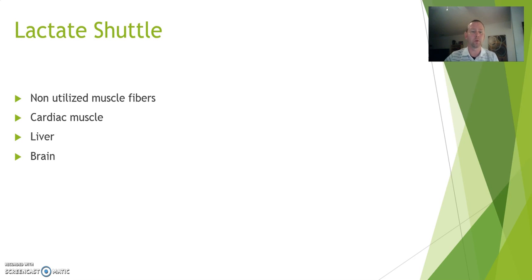All right, so once we are creating lactate in the body due to the lack of oxygen, it starts to build up inside of the muscle fibers. And in order to disperse that and decrease the concentration, we need to use what's called the lactate shuttle. What that does is it moves the lactate to different parts of the body. So one option is that it can be transferred to non-utilized muscle fibers. So as certain muscles are firing, other muscle fibers around them aren't necessarily being activated. Another thing that can be done is it can be brought to cardiac muscle, or it can be brought to the liver, or even to the brain for utilization.